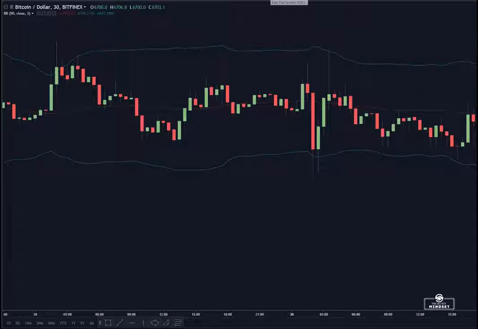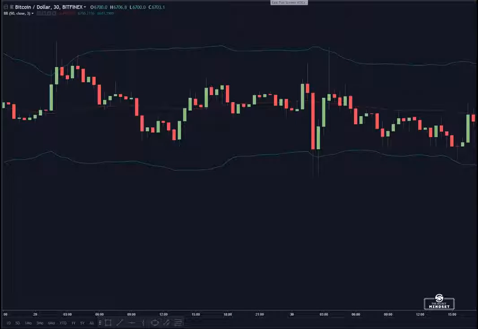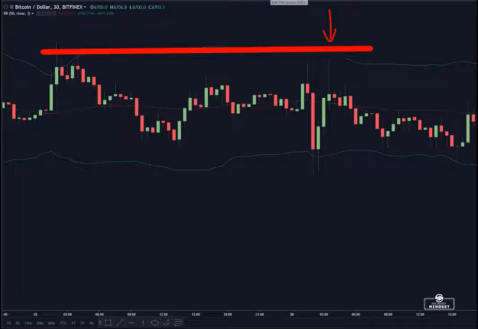If this area coincides with a previous swing of support and resistance, that's even better. The pattern will be stronger. In this example, we have a perfect buy at the lower Bollinger Band, an area also supported by the previous swing low. We also see a great short entry at the upper Bollinger Band, right at the previous swing high.